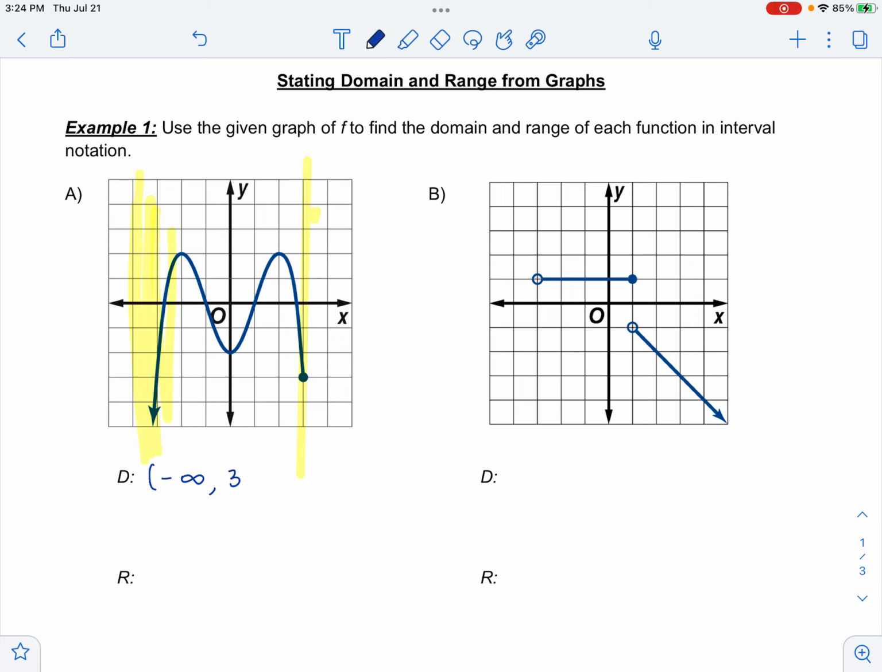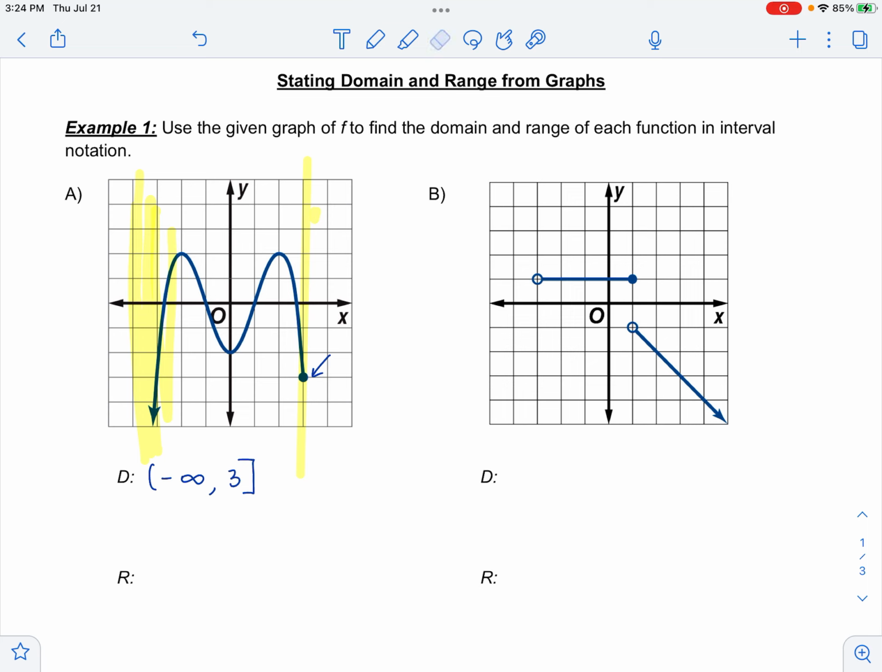Now we have to see if we're using a bracket or a parentheses. If you look, there is a value at 3. How do I know there's a value at 3? There's a point at 3, right? So we're going to use a bracket because we're including 3. If this was an open point, then I would put a parentheses on it.